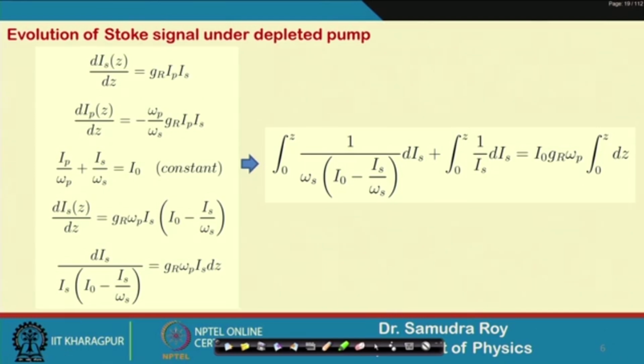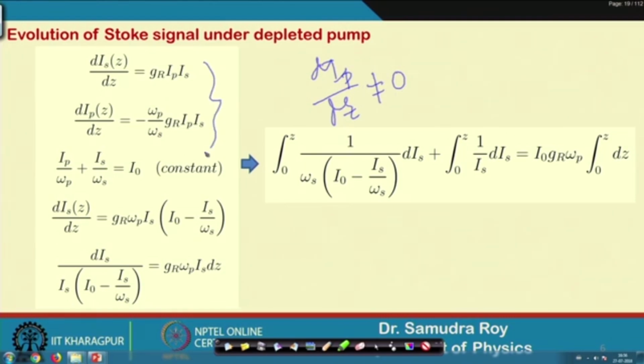Well, now it is also my duty to show you the real case, and this real case happens when we have the depleted pump situation. The depleted pump situation means the pump does not remain conserved, and d I p by dz is not equal to 0. If this quantity is not equal to 0, then I need to solve both the equations simultaneously, and I need to decouple these equations and then try to solve.